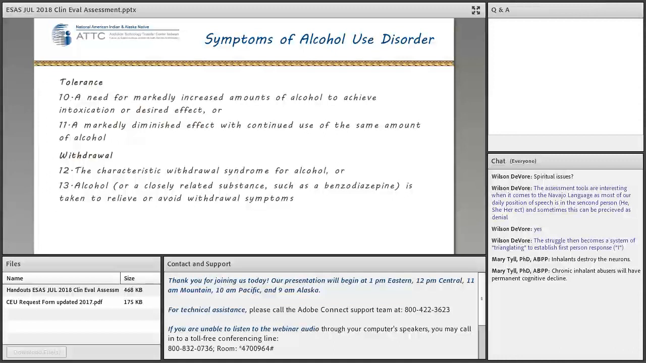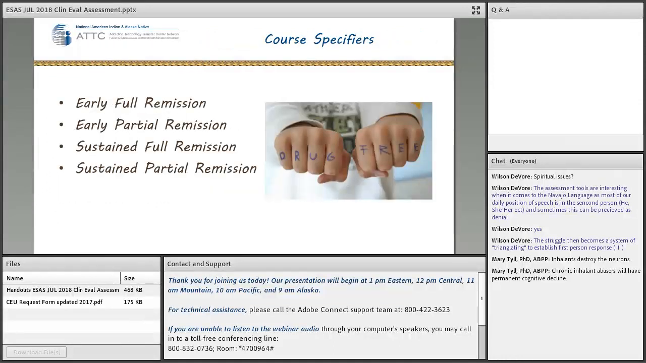Tolerance: need for markedly increased amounts of alcohol to achieve intoxication or desired effects. 11, markedly diminished effects with continued use of the same amount of alcohol. Withdrawal: the characteristic withdrawal syndrome for alcohol, or alcohol or a closely related substance such as benzodiazepines is taken to relieve or avoid withdrawal symptoms. There are also course specifiers for whether they're in remission: full remission, partial remission, sustained full remission, or sustained partial remission.